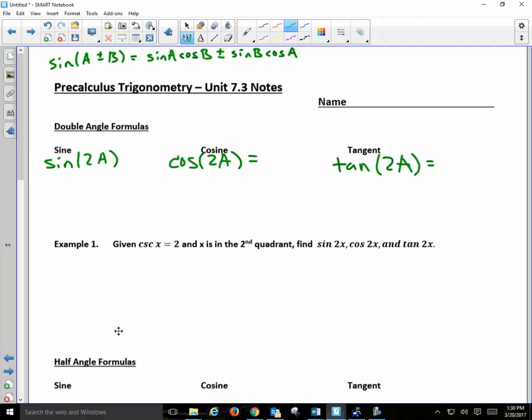But if I were to have A plus A, what's A plus A? 2A, which is what we have, a double angle. And so if you were to have the same angle here, A plus A, this would come out to be 2 times the sine of A times the cosine of A. So we turn it from a double angle into a single angle, and that's helpful for us.